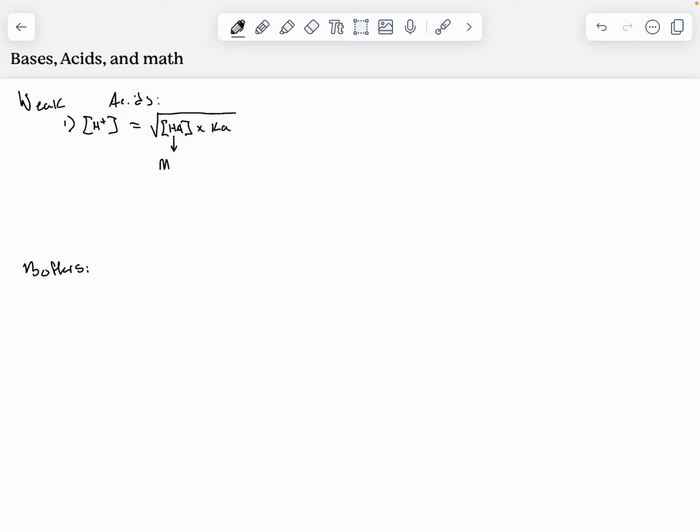So if you see a practice problem, and I'll use the same example that we're going to go through, if you see a 0.2 molar concentration of a weak acid, that 0.2 is going to go right in that HA slot. And let's say it has a Ka of 6.2 times 10 to the negative fifth or something like that.